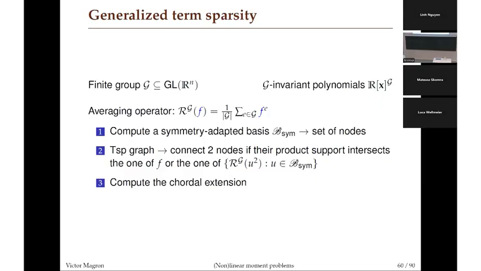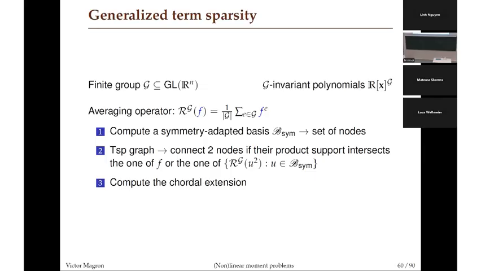So I have a finite group. My polynomial optimization problem is invariant under this group. And then I have the set of G-invariant polynomials. People who do symmetries like these averaging operators. Here we are summing over all the group elements, and the notation means that in F, you do the changes corresponding to this group action. For sign symmetries, you replace x2 by minus x2. For permutation, you replace x1 by x2 and so on.